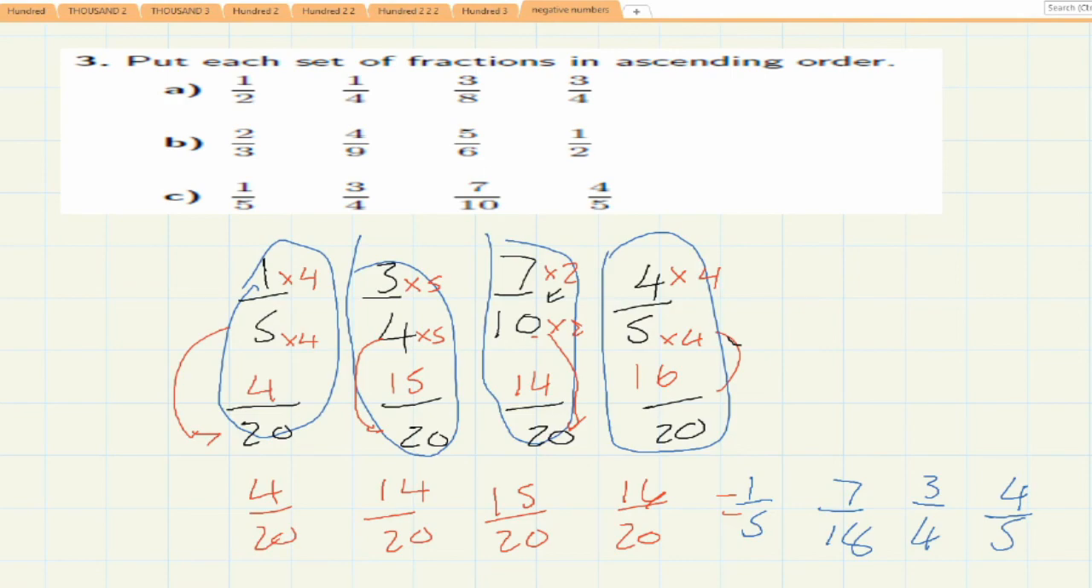And there you go. That's exactly how you should be ordering fractions. Make sure all the denominators are the same. Find the equivalent fractions. And then order them, and then put them back into the original form. And you should be absolutely fine. Well done.